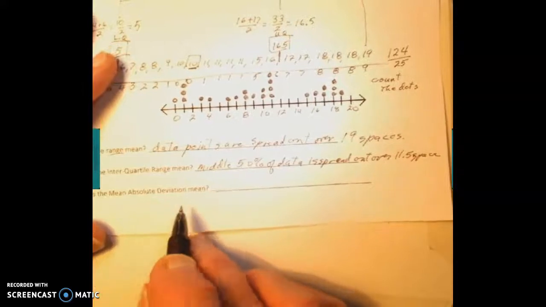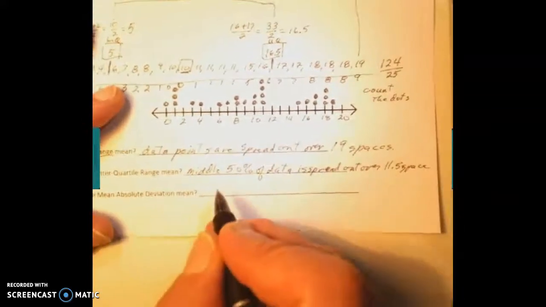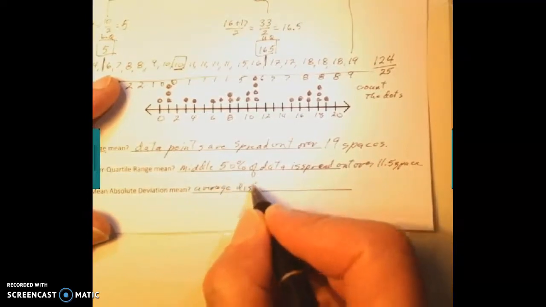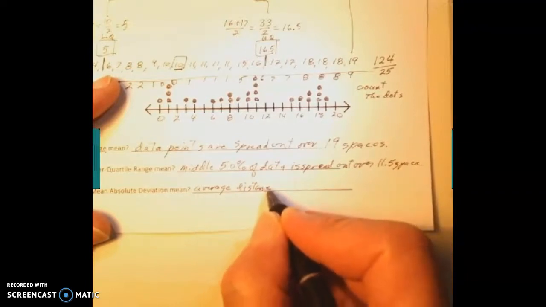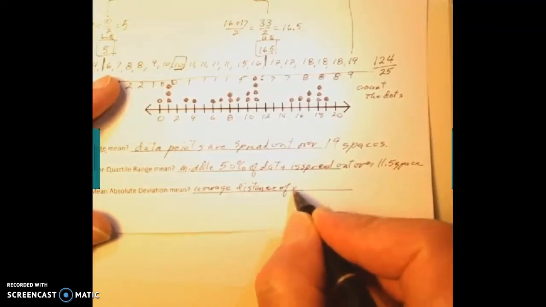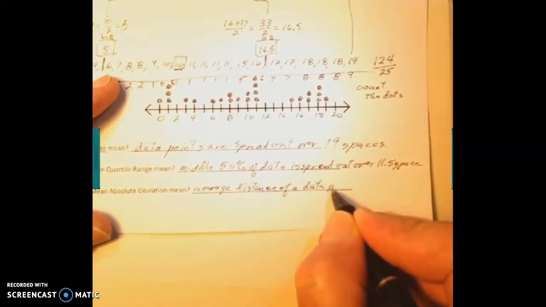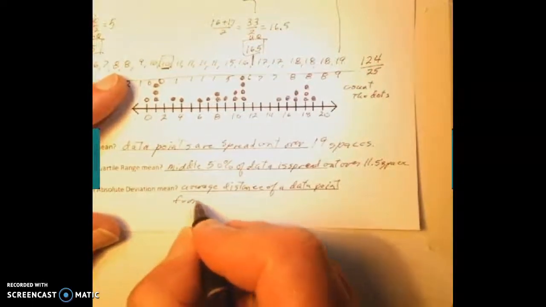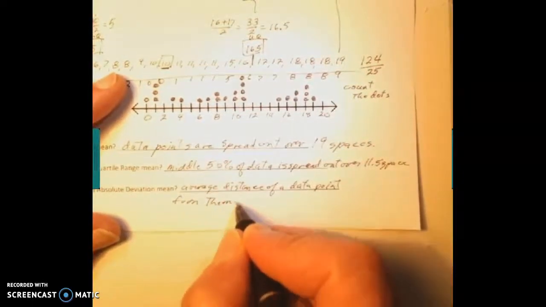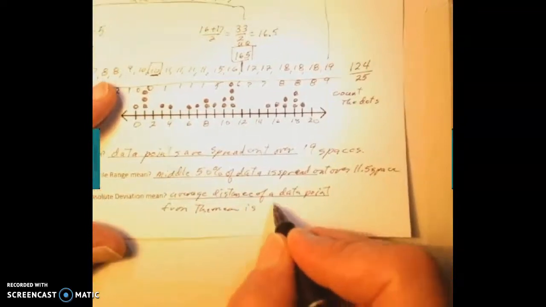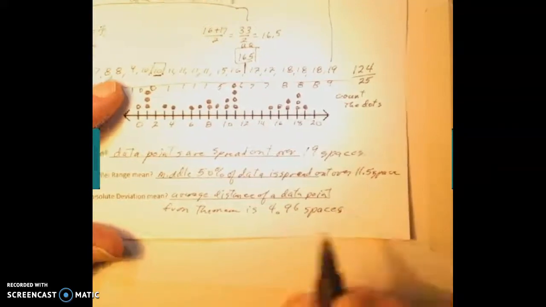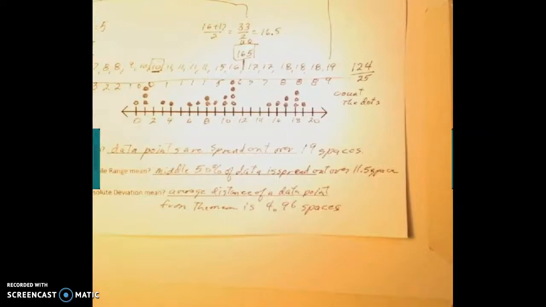spaces. And finally, the mean absolute deviation tells you that the average distance of a data point from the mean is 4.96 spaces. Done.